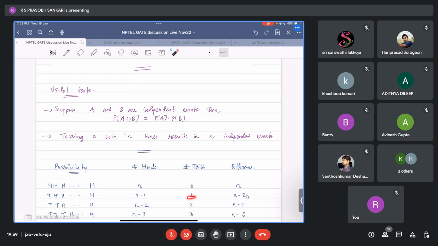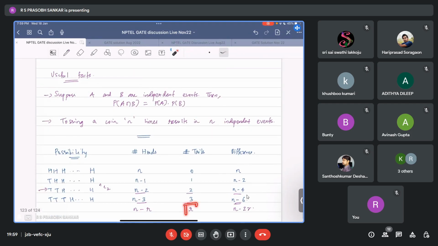But for all such cases, whenever we have one tail and n minus 1 heads, the difference will be n minus 2. Another possibility is tail, tail, head, head, head. In this case, we have n minus 2 heads and 2 tails. Difference is n minus 4. These are not the only possibilities; there are those two possibilities here where the same thing happens. And next, we can have 3 tails and n minus 3 heads. Difference is n minus 6.